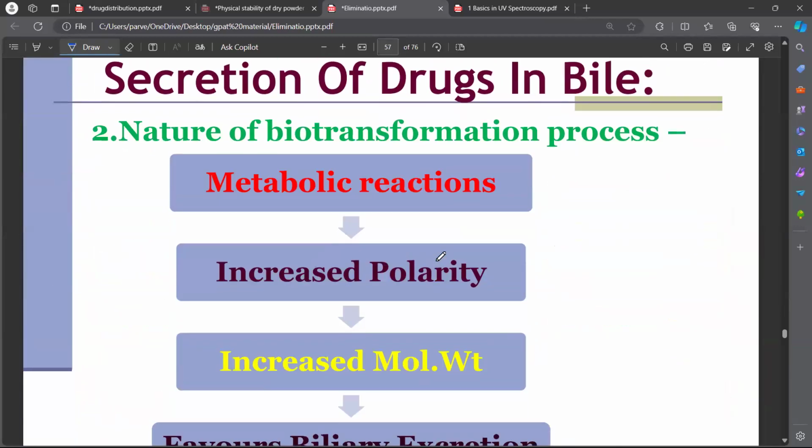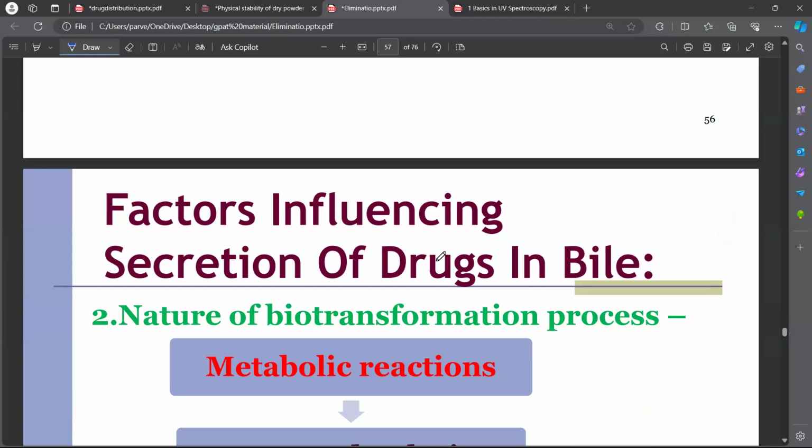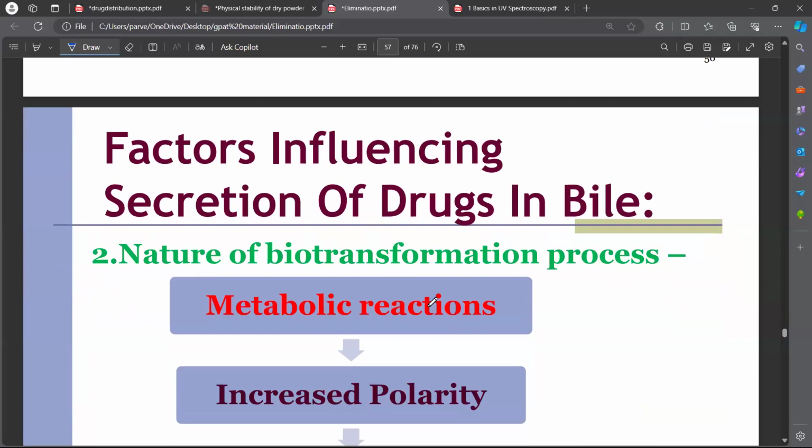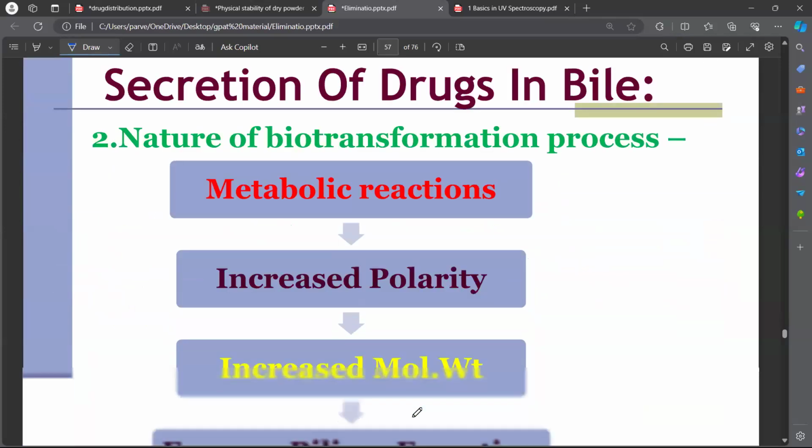So basically, the biotransformation reaction. Why the biotransformation reactions occur is mainly to increase the hydrophilicity of the drug. Increasing the hydrophilicity of the drug is the main role of the metabolic reaction, by which drugs can be easily eliminated from the body.